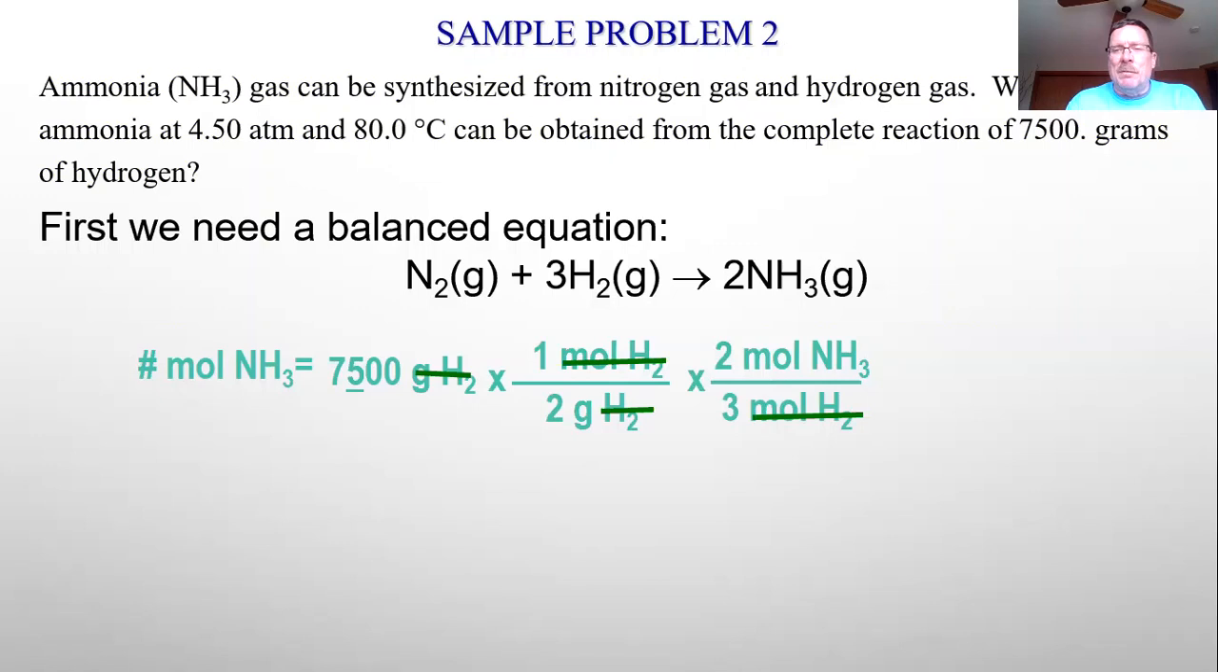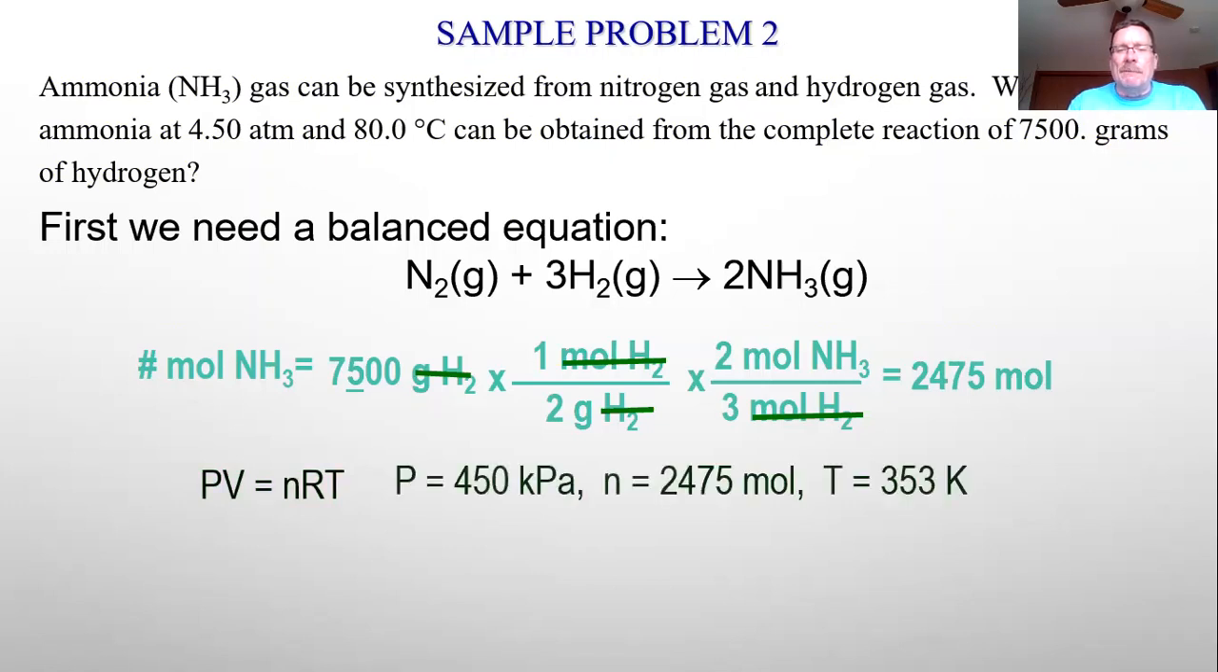And that's going to get me into moles of ammonia. Okay, and it's about 2475, half the number. Now I can use that moles to go now into the ideal gas equation with the pressure and temperature that I was given ammonia under.